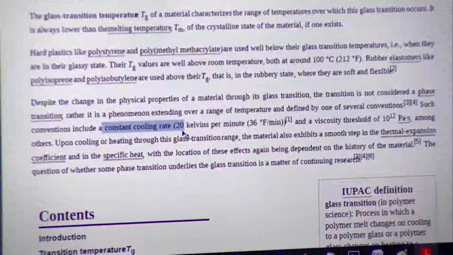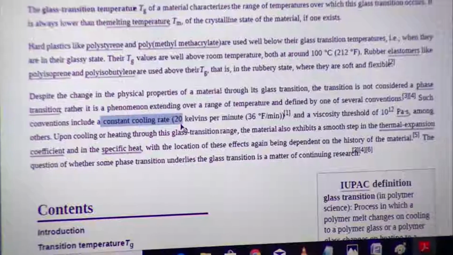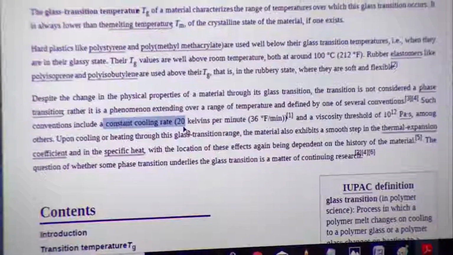If you don't define the cooling rate, that is still not a complete definition of the glass transition temperature. So you will have to tell, number one, the physical property that you have used to define the glass transition temperature. Number two, as and when you are cooling it, at what rate did you cool? These two things need to be mentioned. And then and only then should you report the Tg value. Otherwise, it is meaningless.